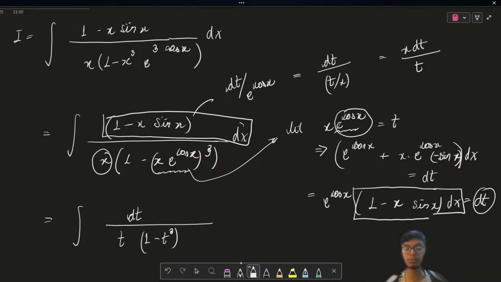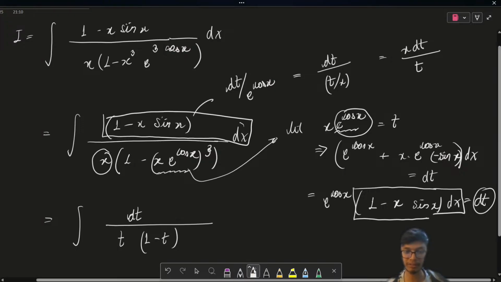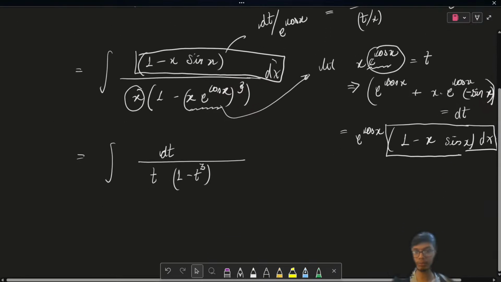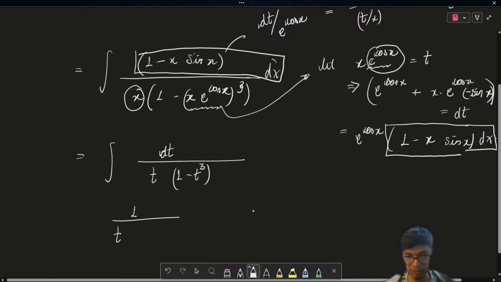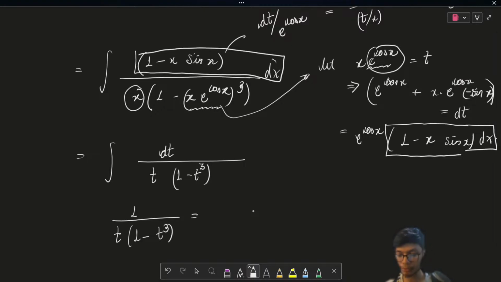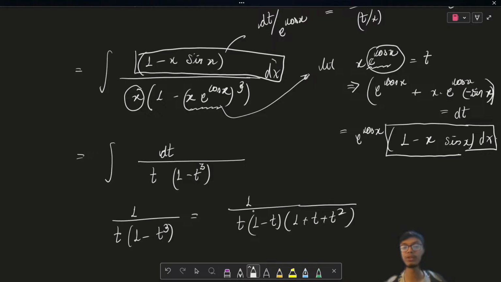Now if you look again over here, it is becoming a simple rational function. So again, I'm going to split this rational function in terms of its partial fractions. How am I going to do that? It's a very simple and straightforward method. The rational function over here is 1 upon t multiplied with 1 minus t cube, right? And I can factorize this further as 1 by t, and 1 minus t cube can be factorized as 1 minus t multiplied with 1 plus t plus t square, which cannot be further factorized.